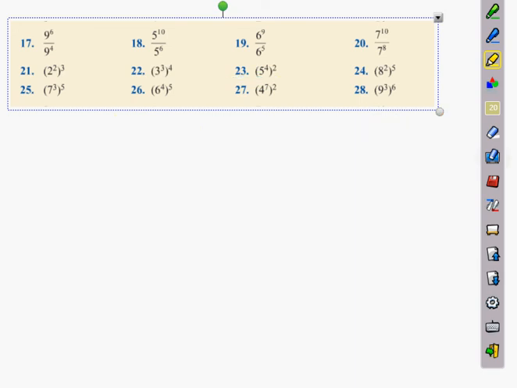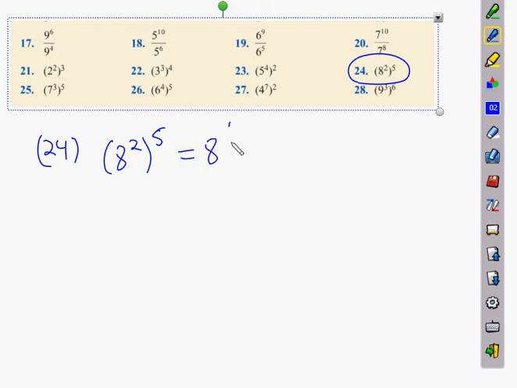Now, this one here, number 24. Okay, looking at number 24. If I was to draw this out, what would happen? I'll say, first of all, what's the answer? Can anybody tell me the answer? It's 8 to the power of 10. Everybody happy with that?